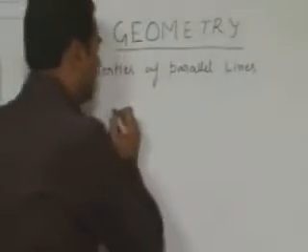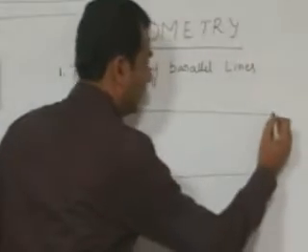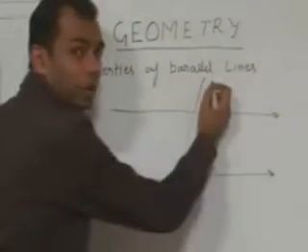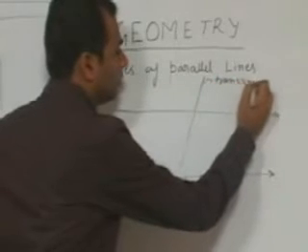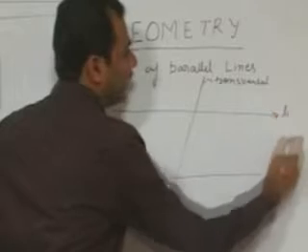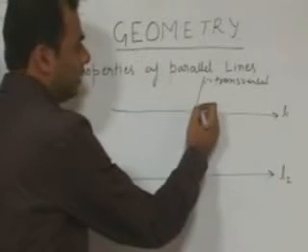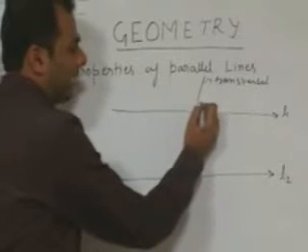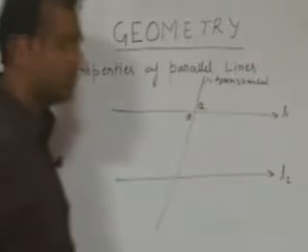For example, let's say these are two parallel lines and there is a transversal. This line is known as the transversal. Let's say this is line L1 and this is line L2. If I say this is angle A, then this is also angle A, and these two are known as vertically opposite angles.